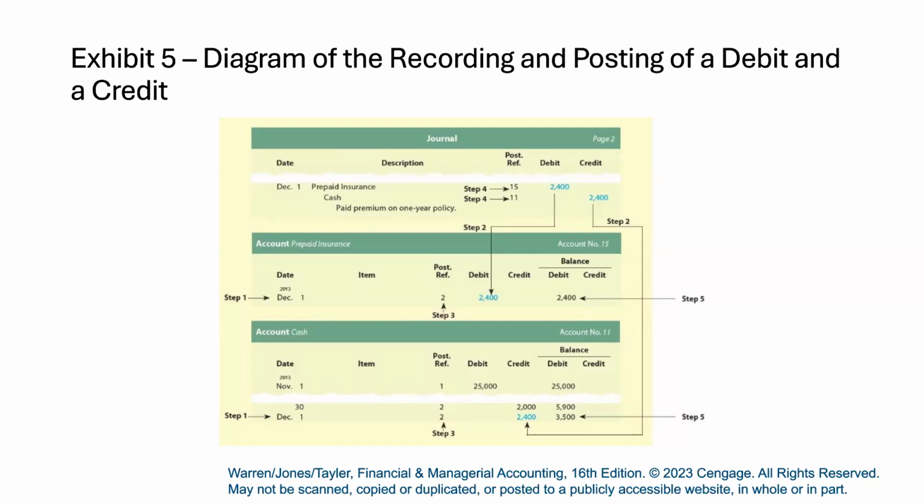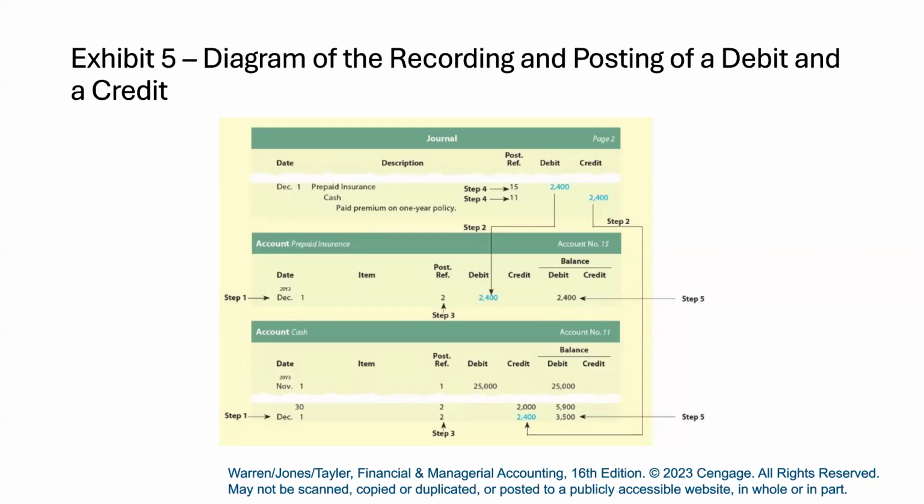The cash account has previous transactions, right? So it has a balance. It had a debit of 25,000 back on November 1st. Then on November 30th, it was credited. Oh, that's the one we just did. Apparently there's other stuff here we can't see. So our balance as of November 30th was 5,900. And then we're going to credit the account another 2,400.